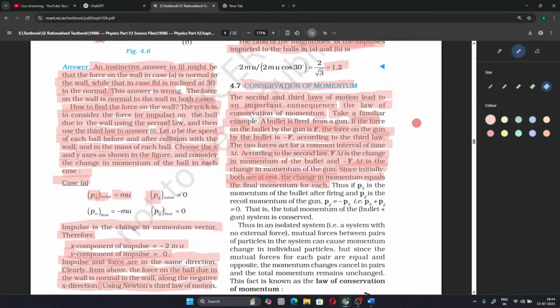Basically, the change in momentum equals the final momentum for each. Thus, if PB is the momentum of the bullet after firing, and PG is the recoil momentum of the gun, PG equals minus PB, where PG is equal and opposite to the momentum of the bullet. If we add the momentum of the gun and the momentum of the bullet, it will be equal to 0. This is the total momentum of the system, and it is conserved.